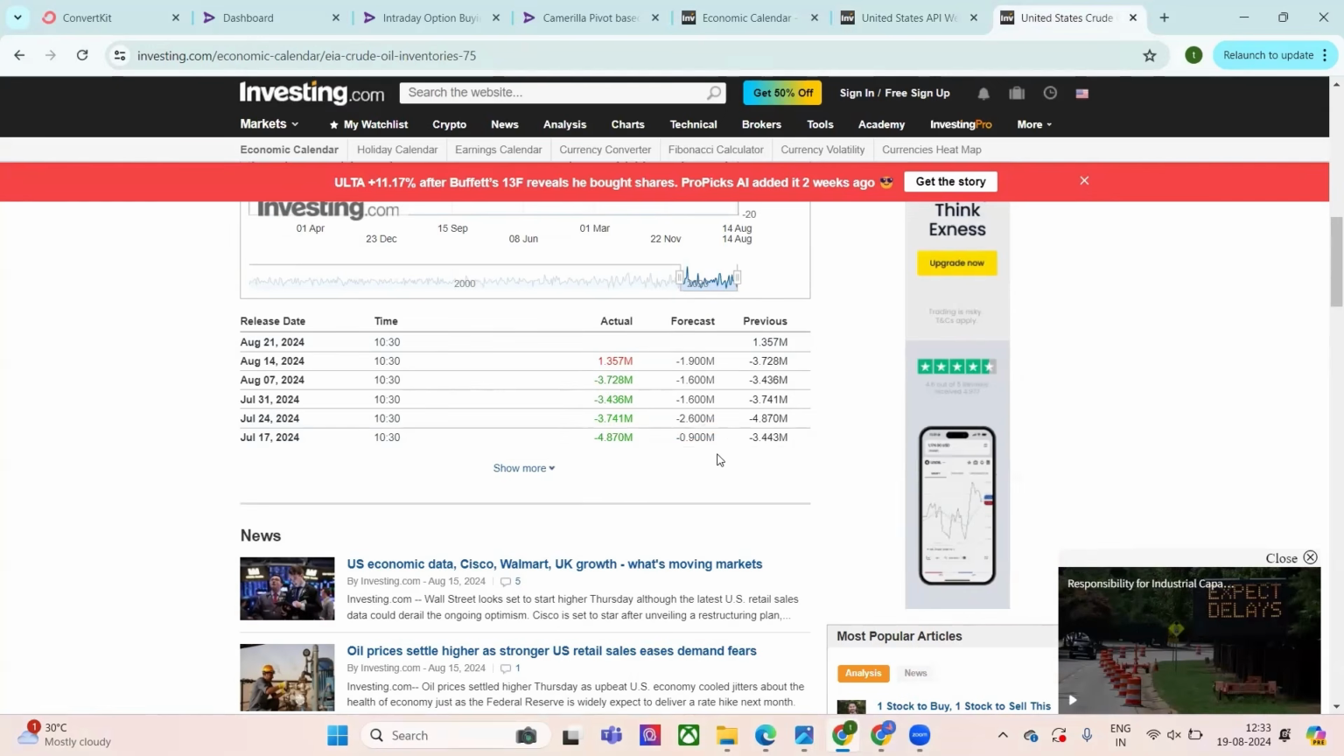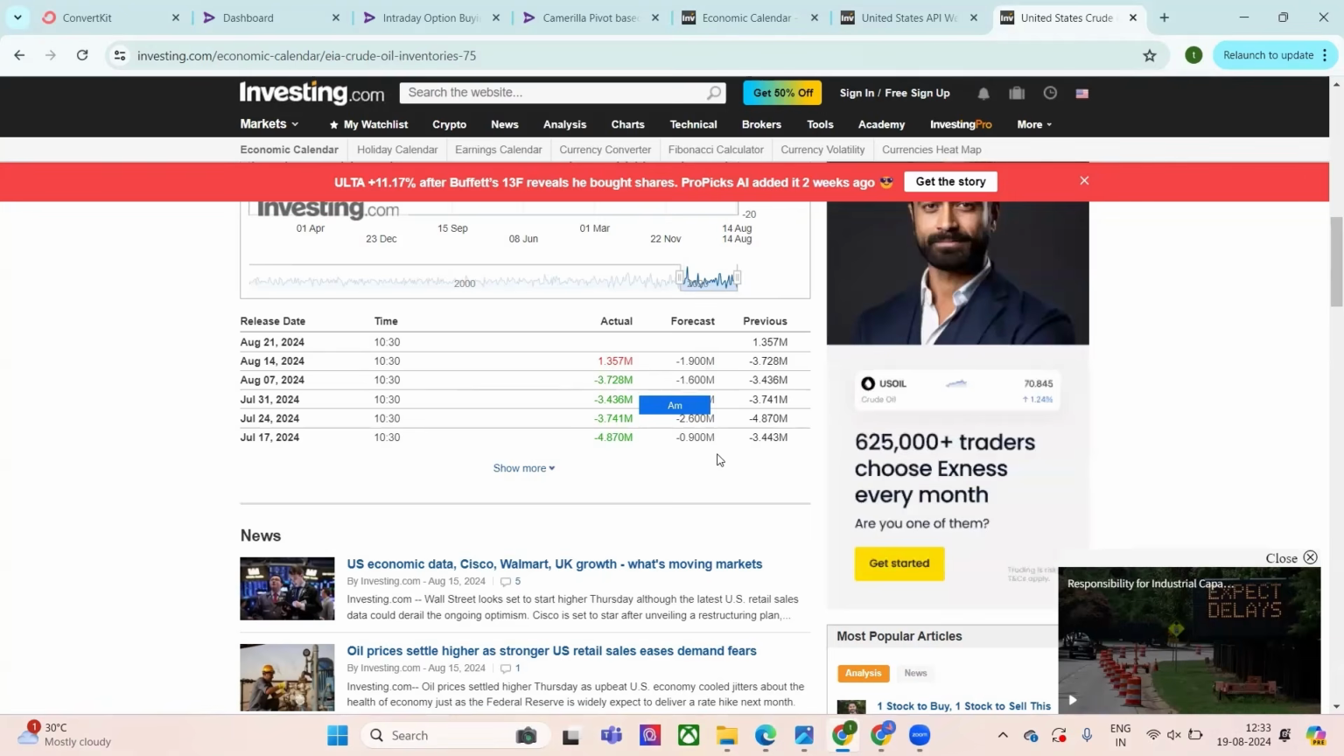Now compared to that, if you look at July 31st, minus 1.6 is the forecast, minus 3 is the actual, which is again less. Minus 3 is less than minus 1, right? Again here, minus 1.6 is the forecast, minus 3.7 is the actual, it is less.